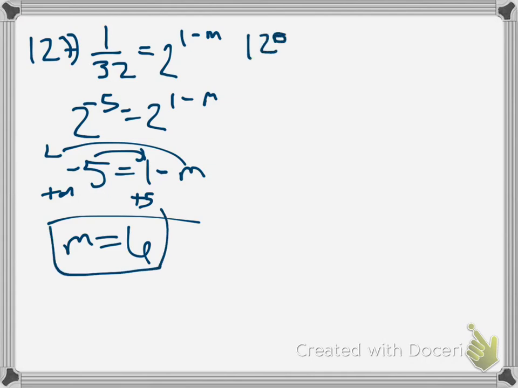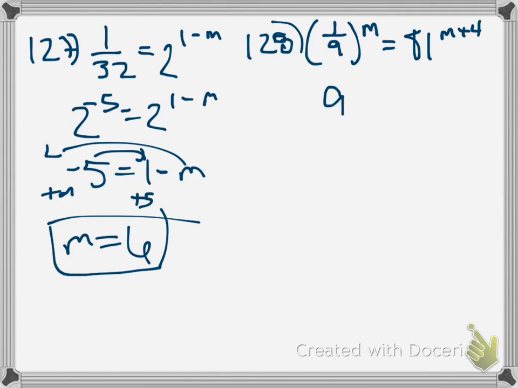Problem number 128. You could easily see that 81 is a power of 9, but maybe you don't have that on your table. Maybe you would have 3s. So a couple of different ways you could do this. If you recognize that 81 and 9 are powers of each other, then you'd have to recognize that 1 over 9 is 9 to the negative 1.